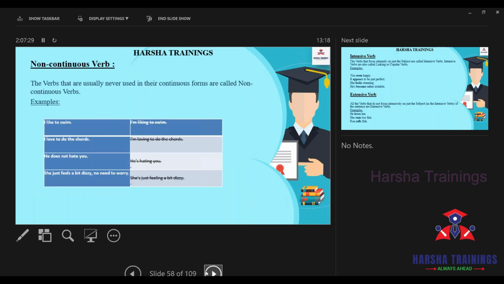Now, coming to non-continuous verbs: verbs that are usually never used in continuous form, that is, they do not have an ing form, are called non-continuous verbs. For example, I love to do the chords. You can't say loving. You cannot add ing, at least if it is in the verb form. So these are called non-continuous. Continuous itself means we add the ing form, right? For verbs to which we cannot add ing, they are called non-continuous verbs.